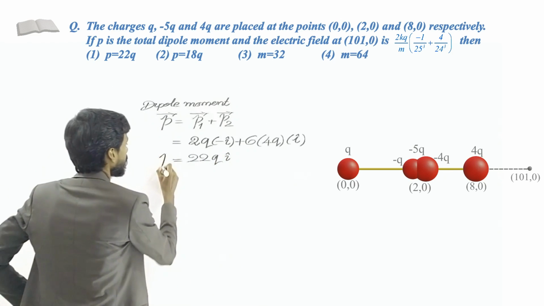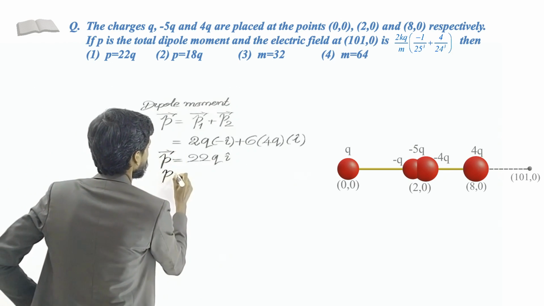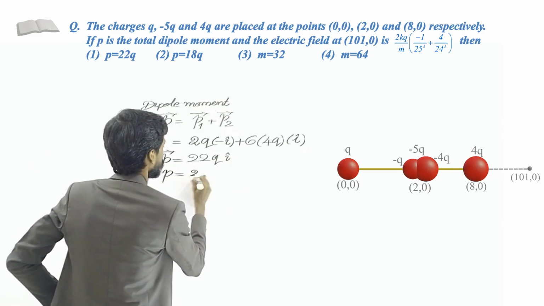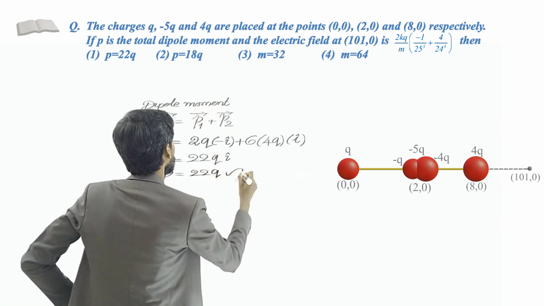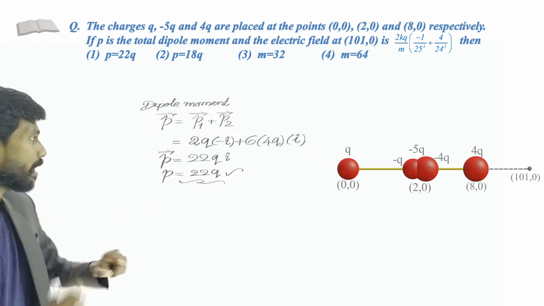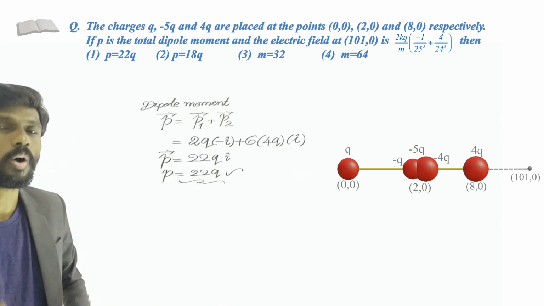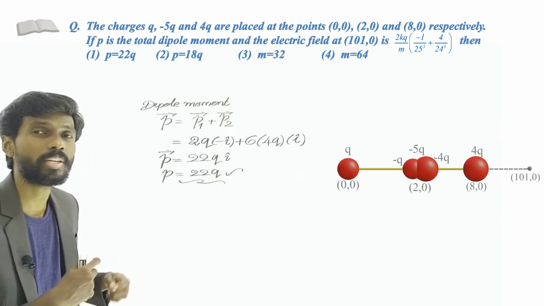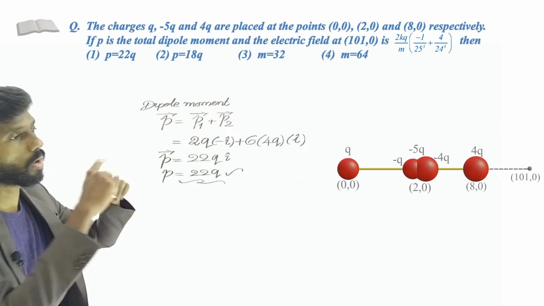If you just need the magnitude, you can take the magnitude of this. That is 22q. So that's all. So that is the answer. So the dipole moment due to both these dipoles has the value 22q. Done. Now we'll also find the electric field due to this dipole at a point, say (101, 0).